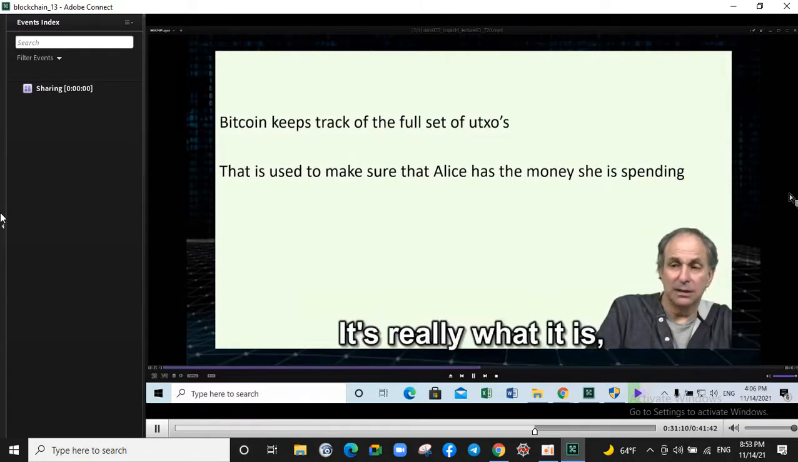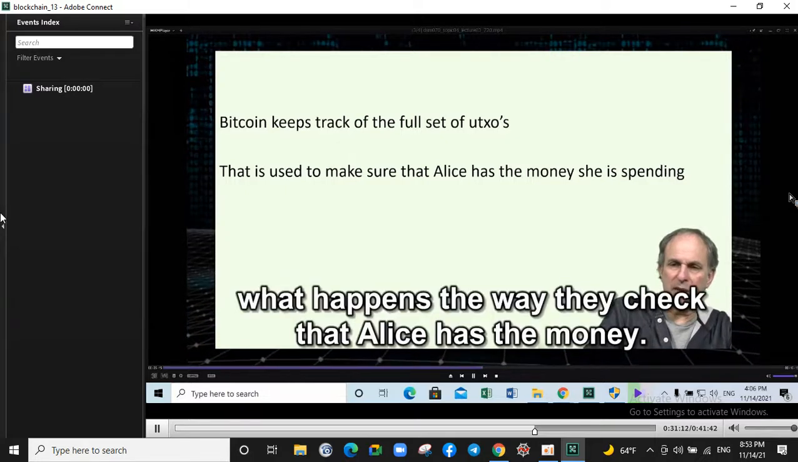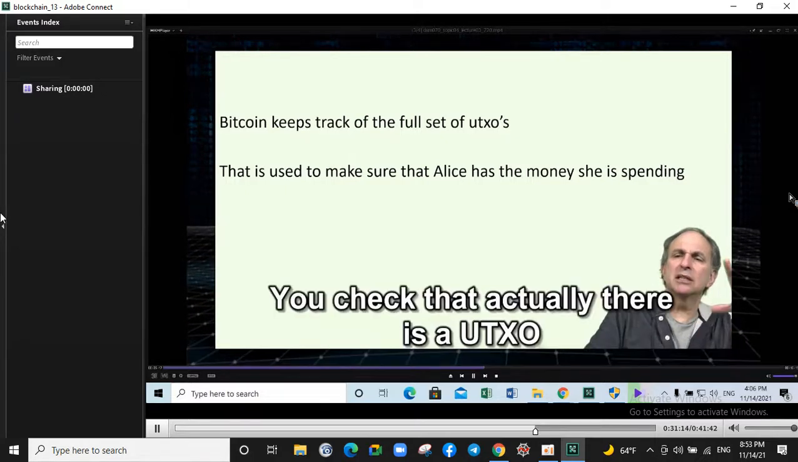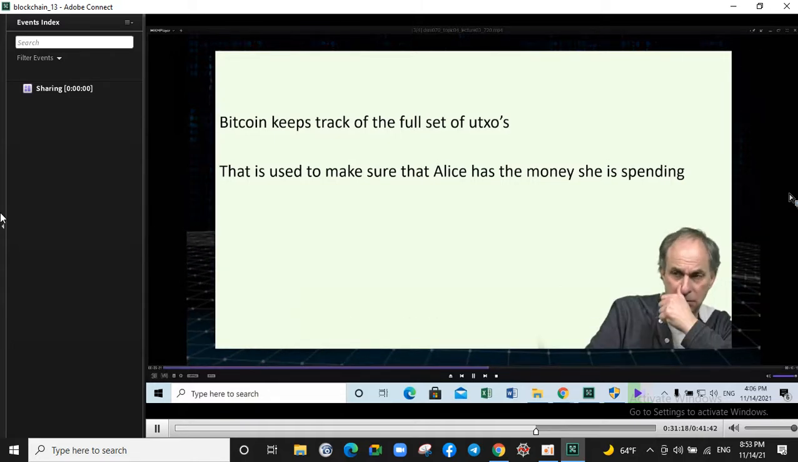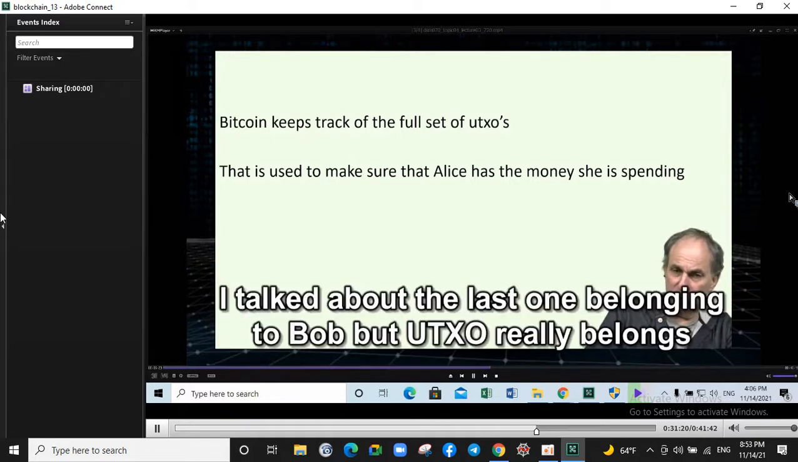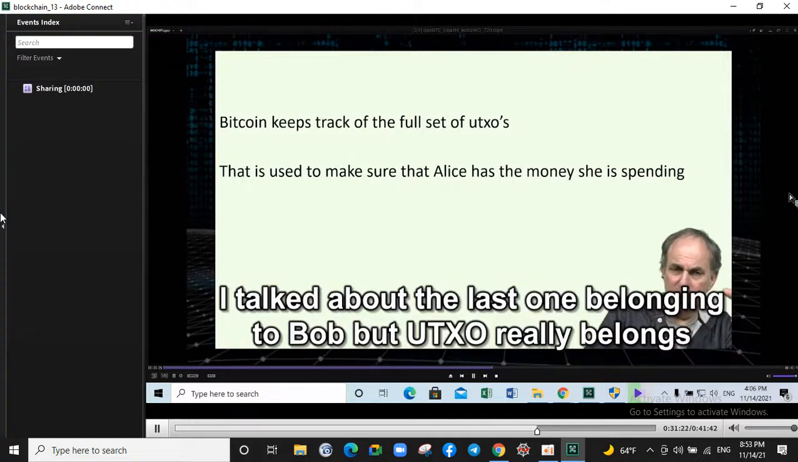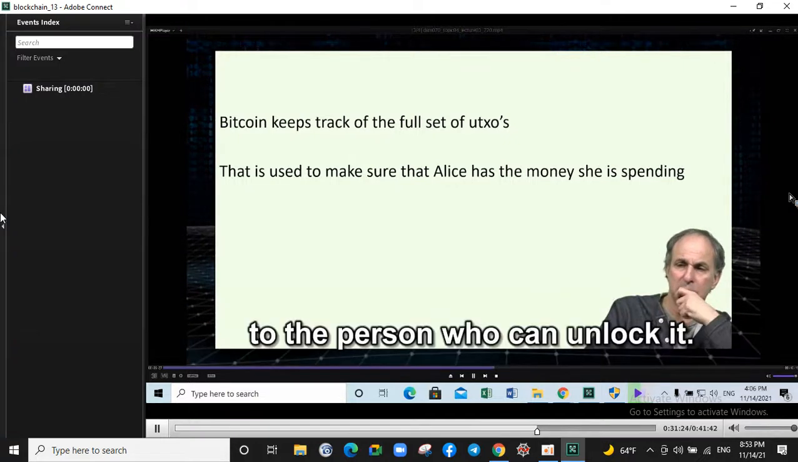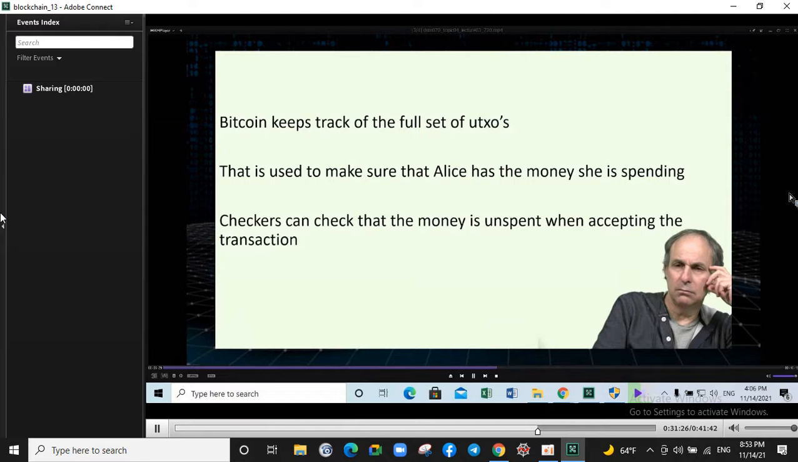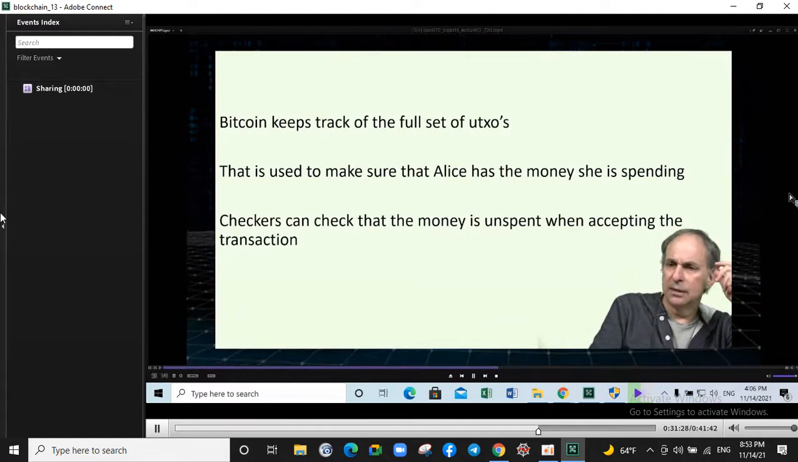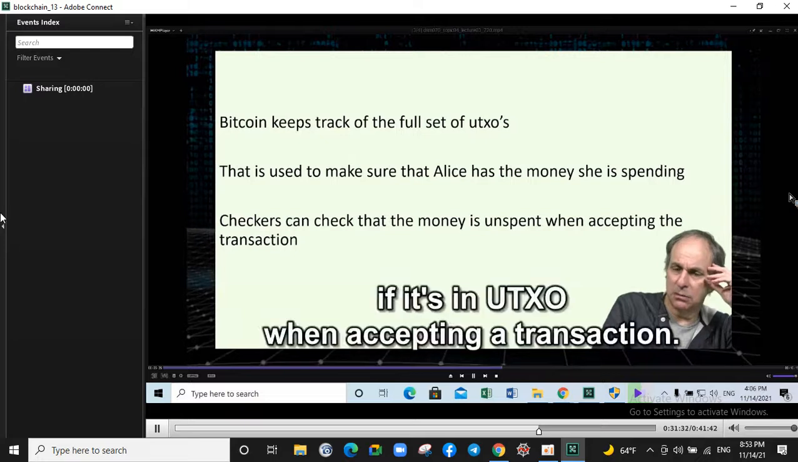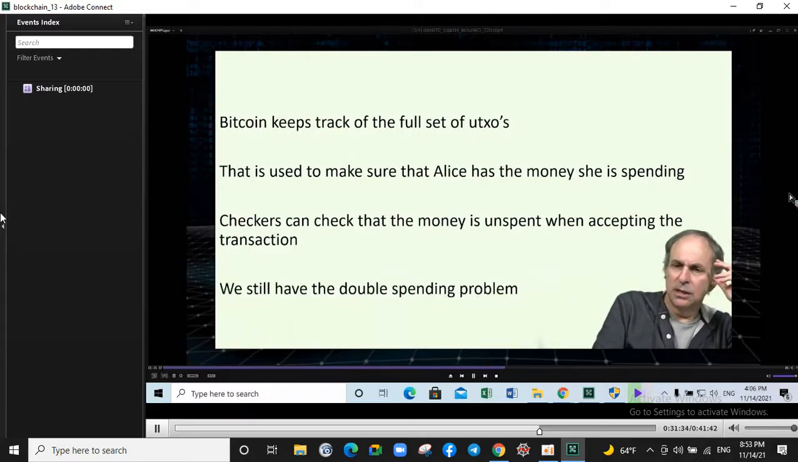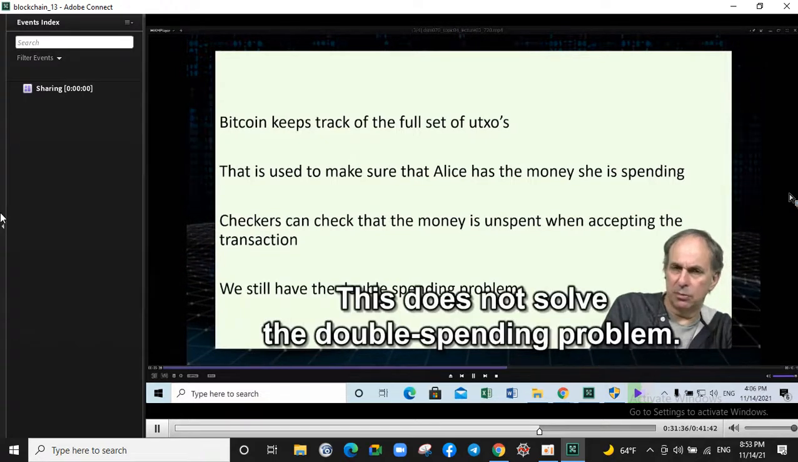That's really the way they check that Alice has the money. You check that there is a UTXO and that it belongs to Alice. Remember, I talked about the last one belonging to Bob, but the UTXO really belongs to the person who can unlock it. So checkers can check that the money is unspent by checking if it's in the UTXO set when accepting a transaction. This does not solve the double spending problem.